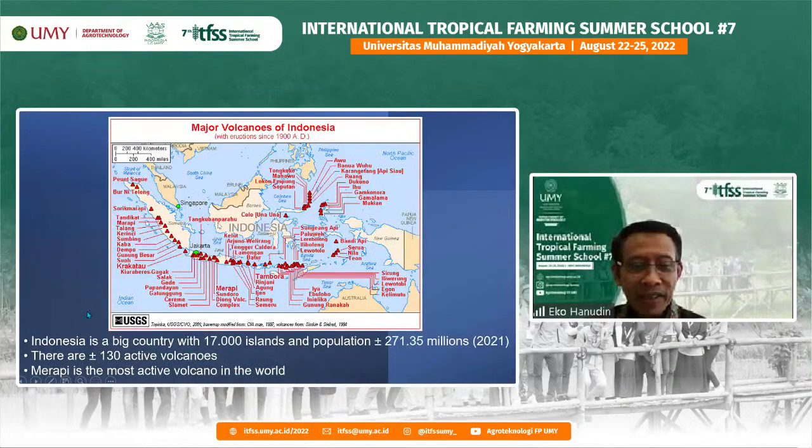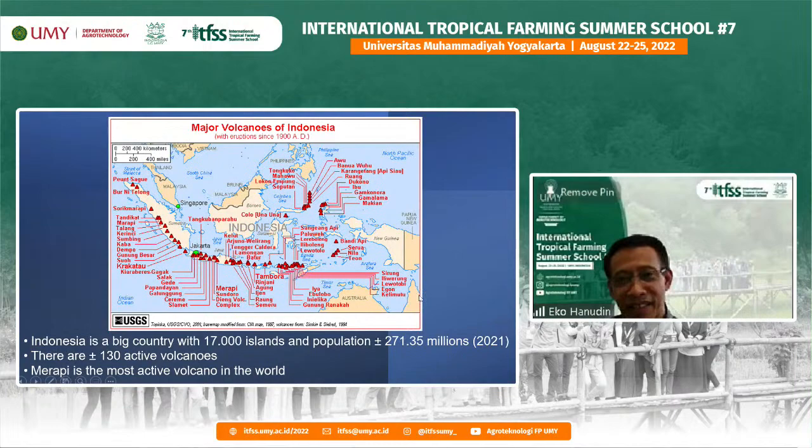I think the previous speaker already talked about volcanoes in Indonesia. You can see, based on this figure, that the Indonesian archipelago is almost predominated by volcanoes, from the Aceh area until Papua.